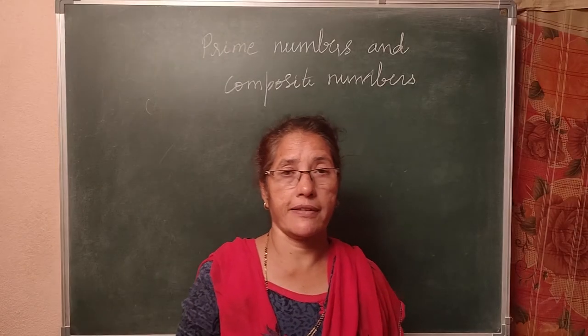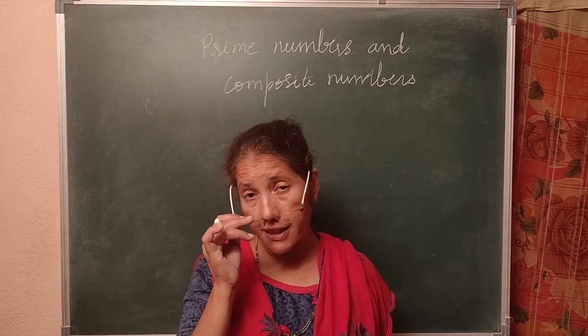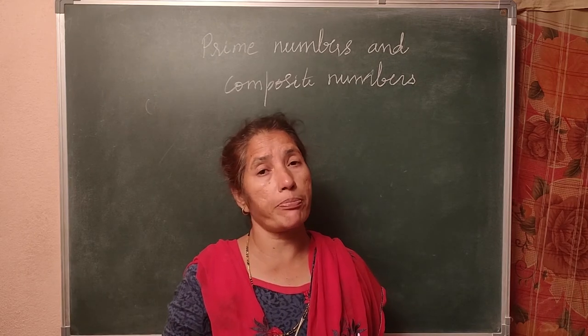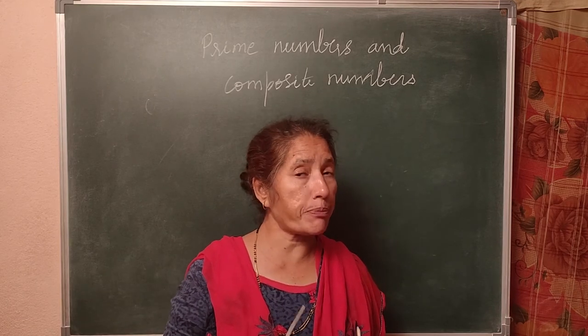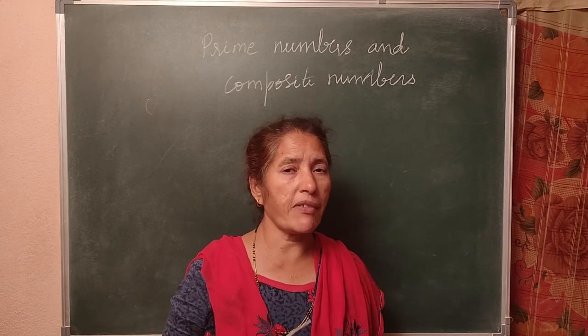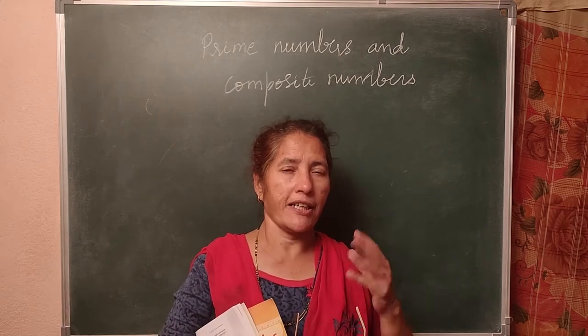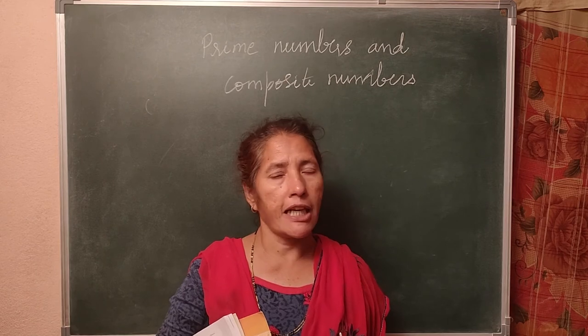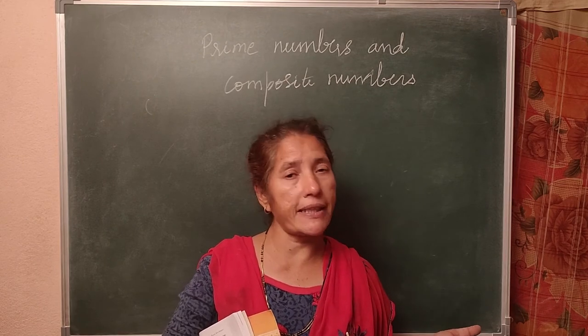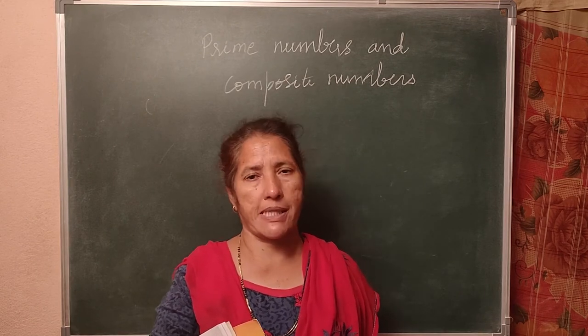Hello everyone. In the last class, we studied prime numbers and composite numbers. What are prime numbers? The number which has got two factors, one and that number itself, is called a prime number. If the numbers are not prime, then they are called composite numbers.